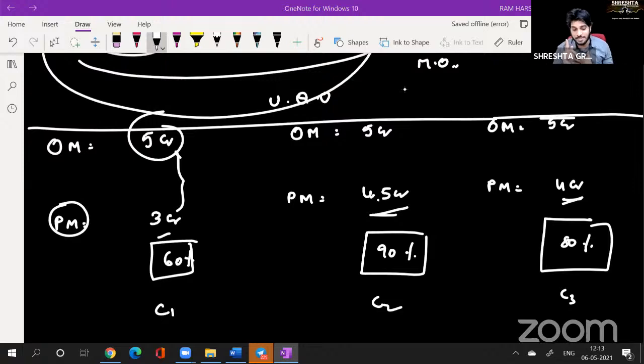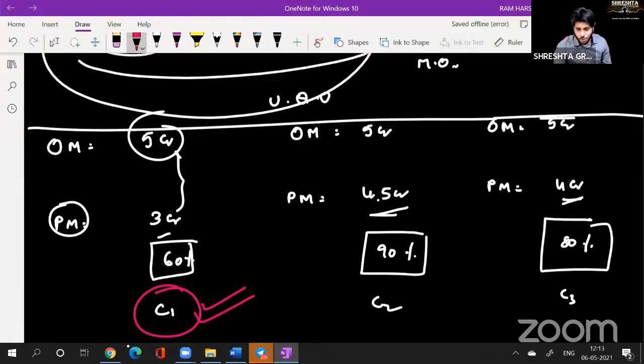Only one student has answered option A, company 1. So in which of these cases do you think I am having higher risk? Again, mixed answers I'm getting. The answer is option A. Company 1, the risk is very high.